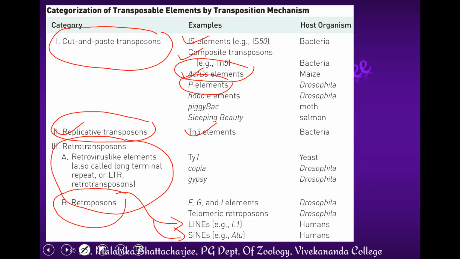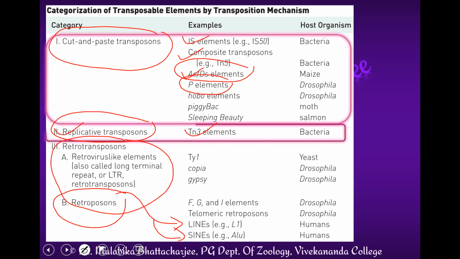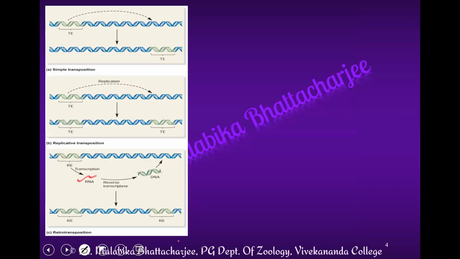So this is what we will be studying about the transposable genetic elements. As I said, the cut and paste transposition, the replicative transposition, and the retrotransposons. Before entering into the details of transposons, we must keep in mind that there are three basic categories: cut and paste, replicative, and retrotransposons.